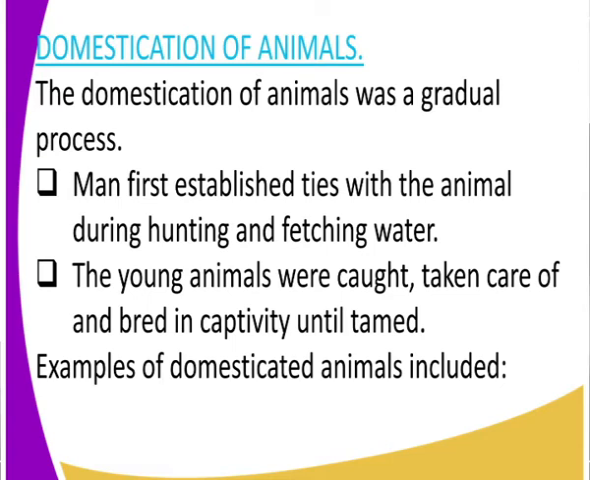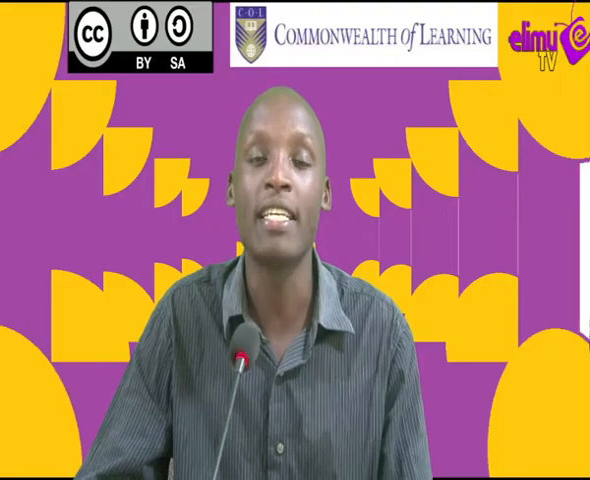Now class, straight to our discussion, we must first know that the domestication of animals was a gradual process. It did not just begin like man has now started domesticating a dog or a cow. No, it was a gradual process. And how was this gradual process? We get to realize that man first established ties with the animals. That relationship between man and animals was first established.